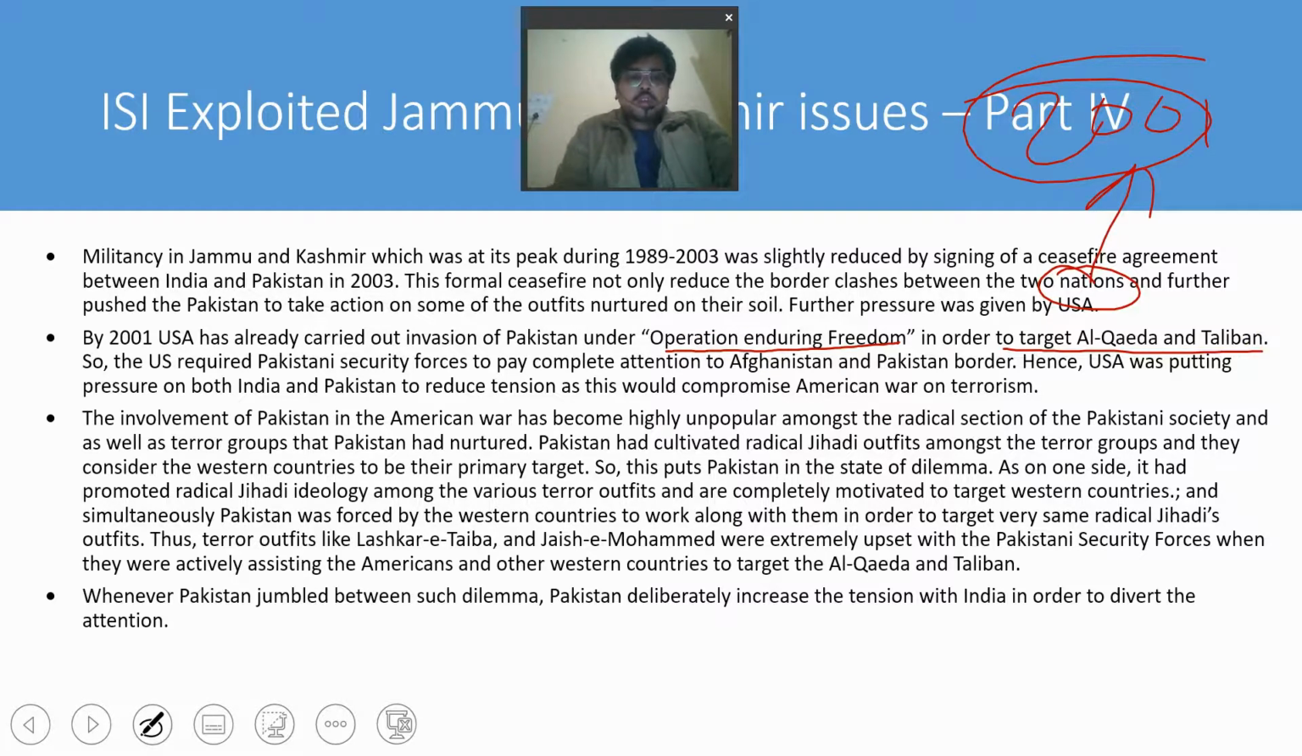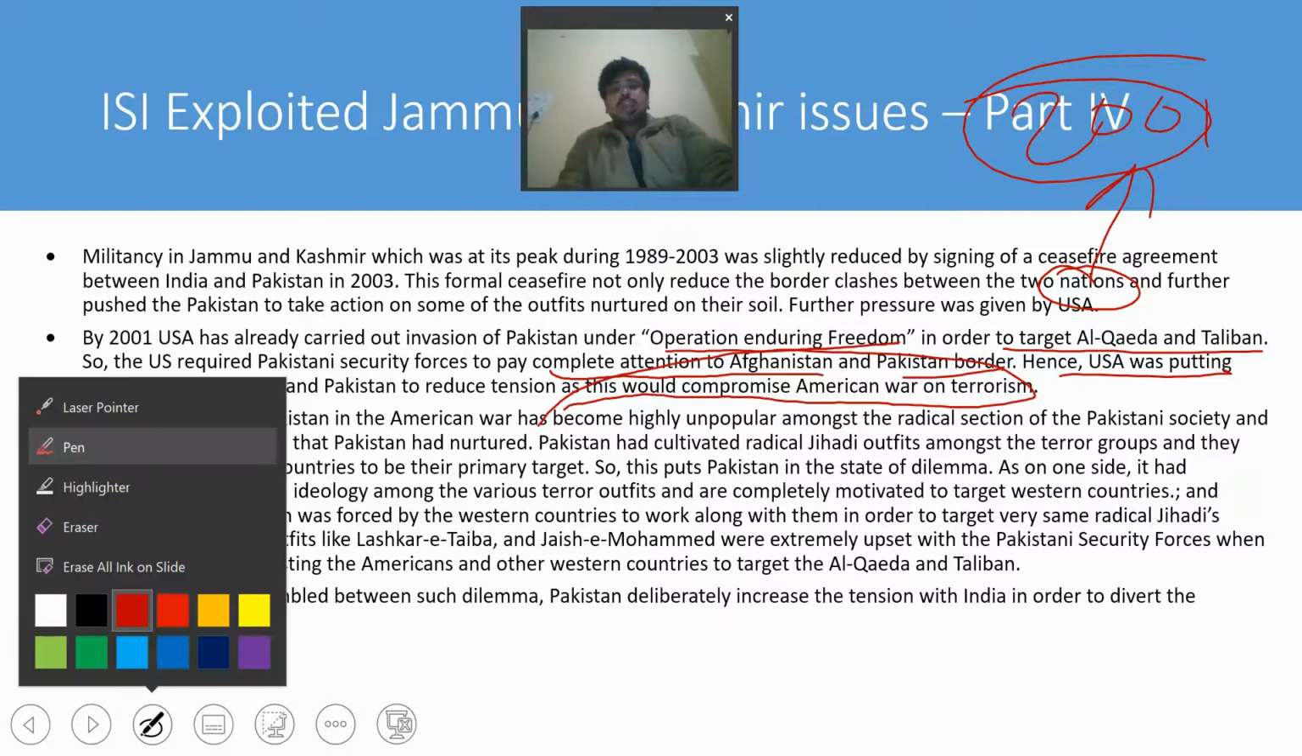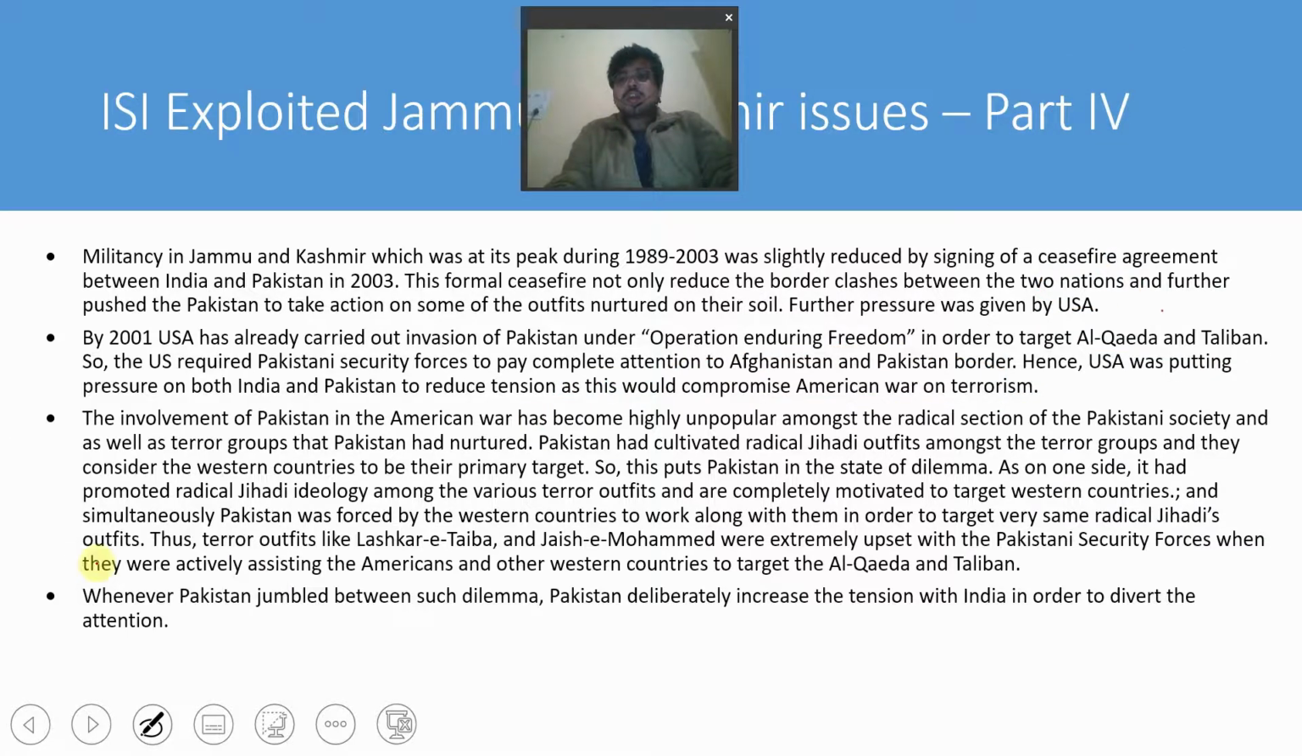So the US required Pakistani security forces to pay complete attention to the Afghanistan-Pakistan border. Hence the USA was putting pressure on both India and Pakistan to reduce the tension, as this would compromise the war on terrorism. So see, it was like that. USA wanted to attack the Al-Qaeda and the Taliban, okay, and Pakistan was helping with those things.